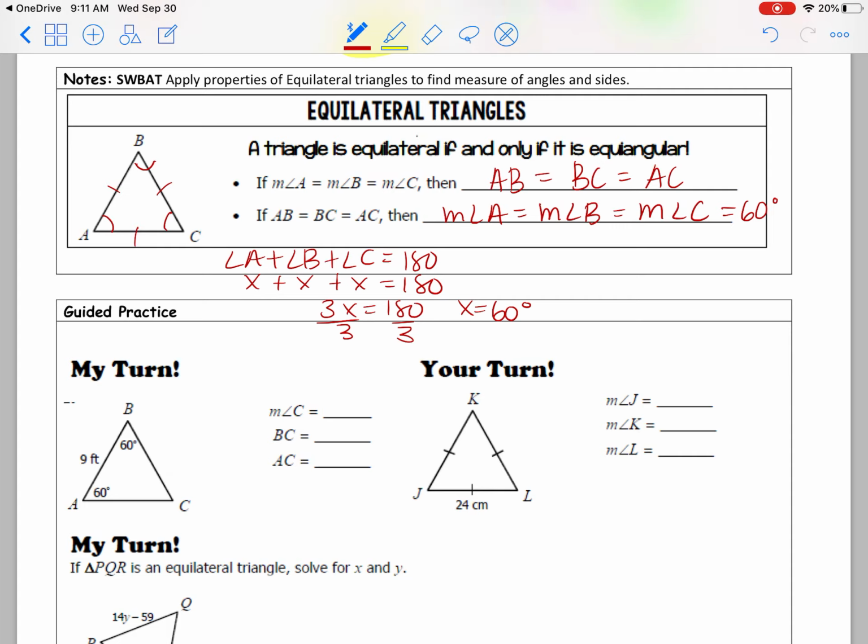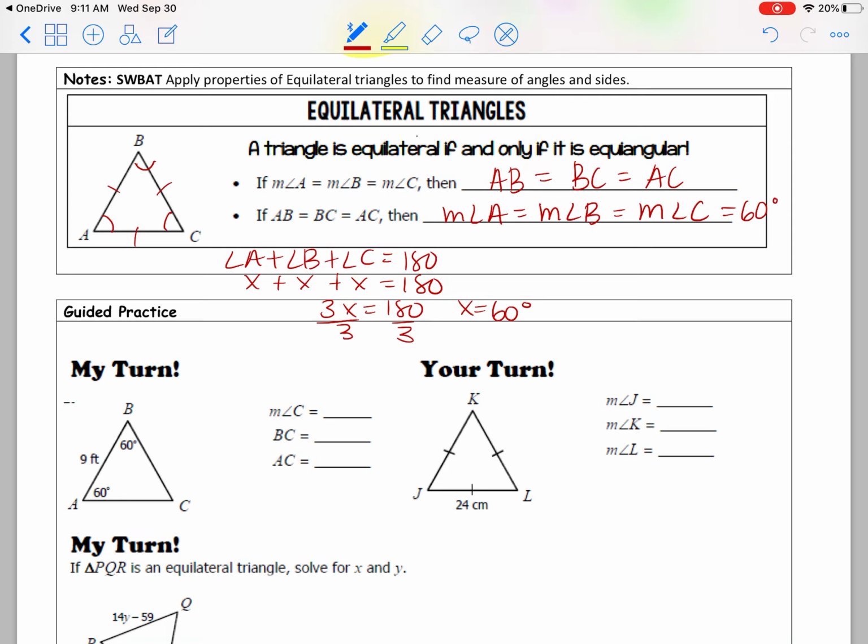Okay, two things to know about equilateral triangles. Equilateral triangles have all congruent sides and all congruent angles. Also, since the angles are congruent, each angle will measure exactly 60 degrees. All right, let's go ahead and get started with the practice.